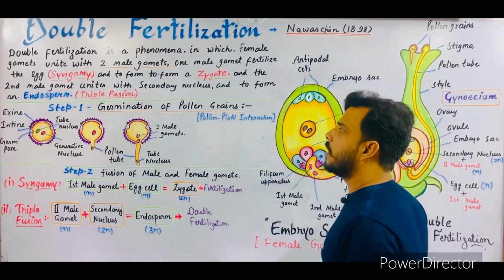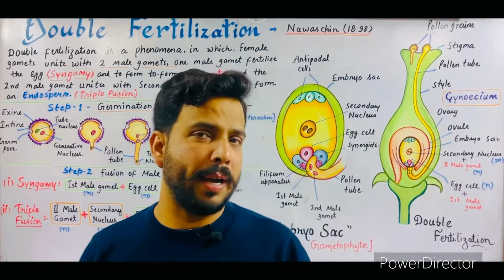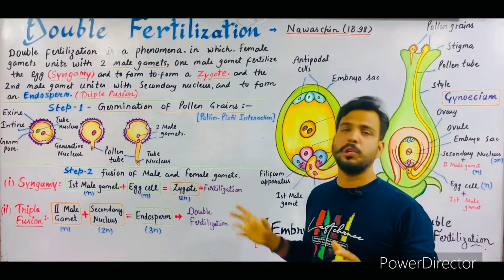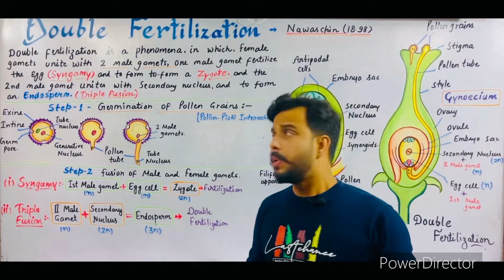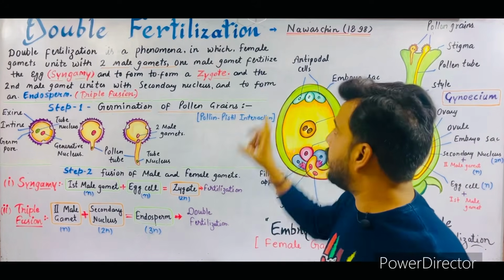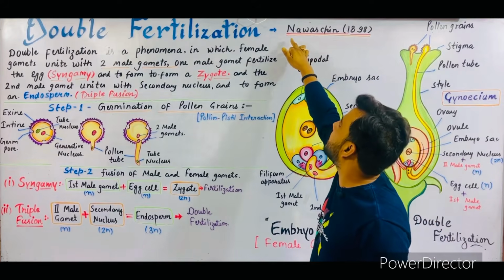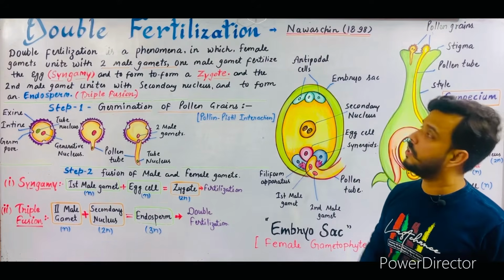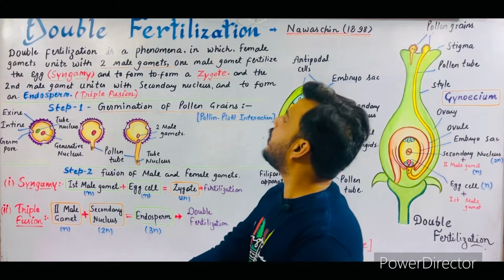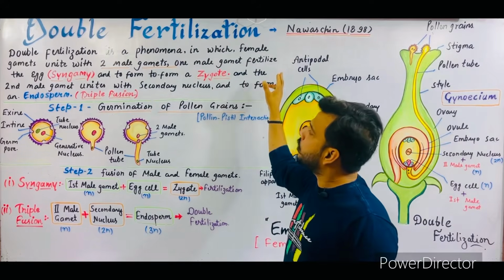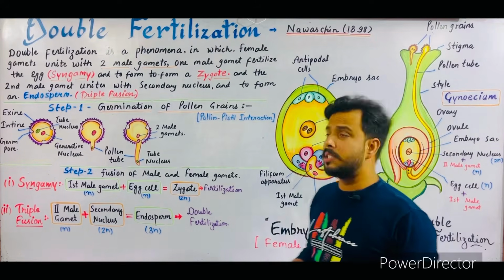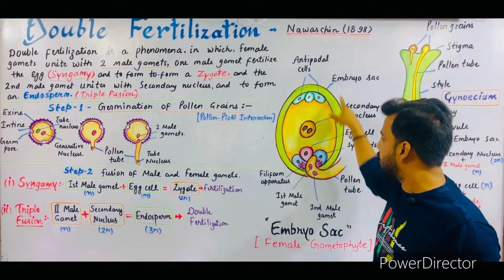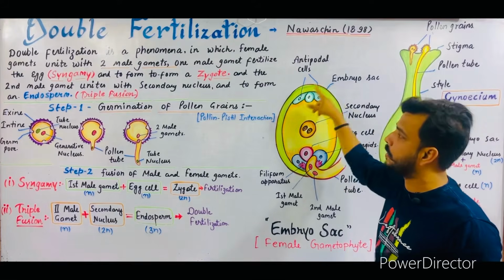So the whole process can be divided into two main parts. The first step is the germination of pollen grain, and the second step is the fusion of male and female gametes. Now I will describe it again with the definition of double fertilization. It is very important to understand that double fertilization was discovered by Nawaschin in 1898. The definition: double fertilization is a phenomenon in which the female gametophyte unites with two male gametes.